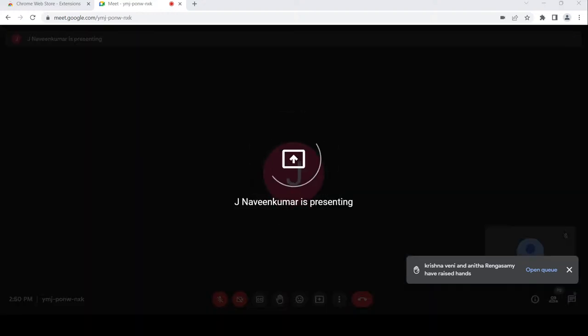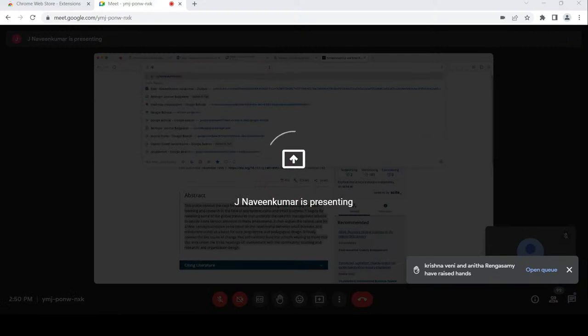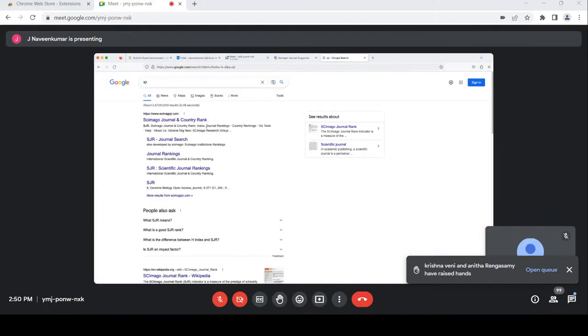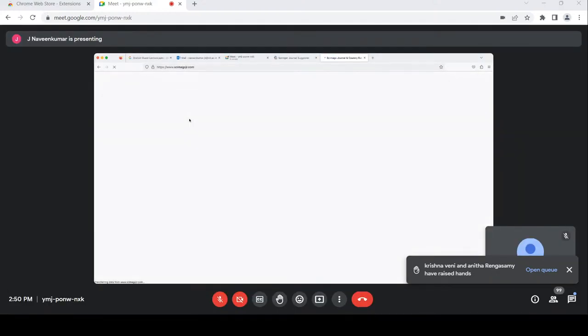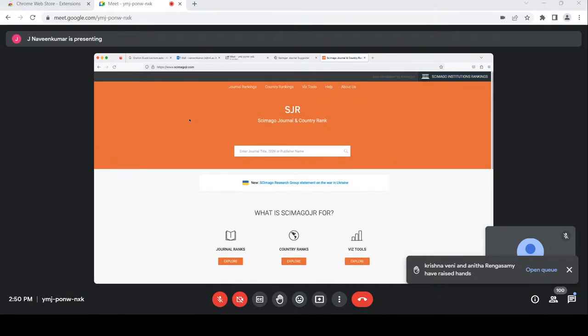So let's go with SCImago. SCImago is a journal and country ranking portal, okay? It is publicly available to everyone. So it includes the journals and the countries' scientific indicators as well, right? So we can rank journals as well as we can rank the countries based upon the various indicators that we have seen in the previous slide, right?